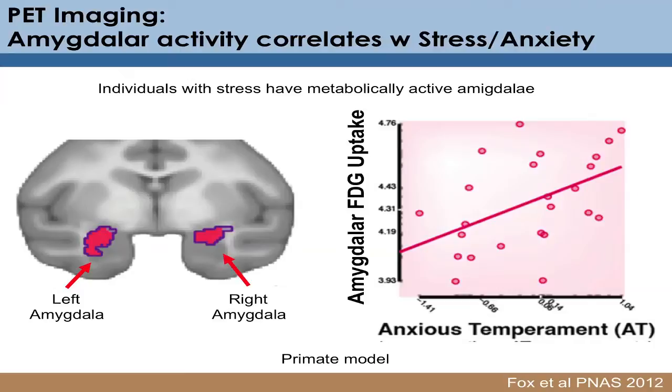Now in terms of brain activity, if you look at a primate model of anxiety and very carefully quantify anxious temperament by observing these animals for a long period of time, and then subject them to PET imaging of the brain, and here are the right and left amygdalae, you can see that the anxious temperament scores very nicely relate to the activation of the amygdala.